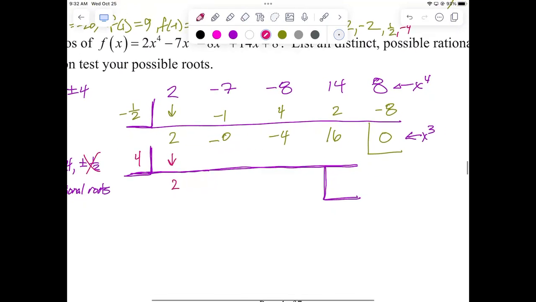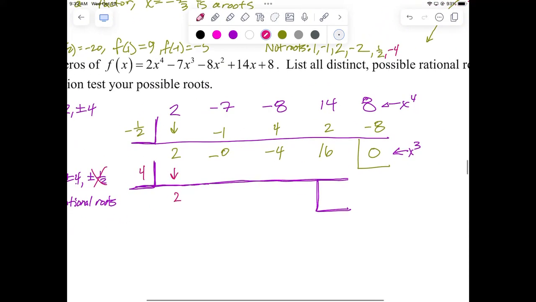You want to try positive 4 next? Positive 4 may have some hope here. 4 times 2 is 8. 8 minus 0 is 8. 8 times 4 is 32. 32 minus 4 is 28. 28 times 4 is negative 16. Not a chance. It isn't going to work. Bummer. So the 4.